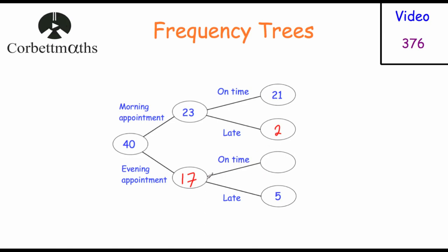And in the evening appointments, where there were 17 altogether, 5 were late, so if we do 17 take away 5, that's 12. So 12 must have been on time. And that's it, so we've completed the frequency tree. And video 376 on Corbettmaths will give you more information on that.